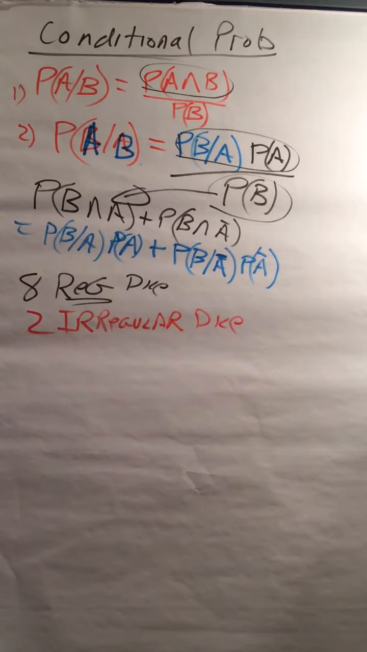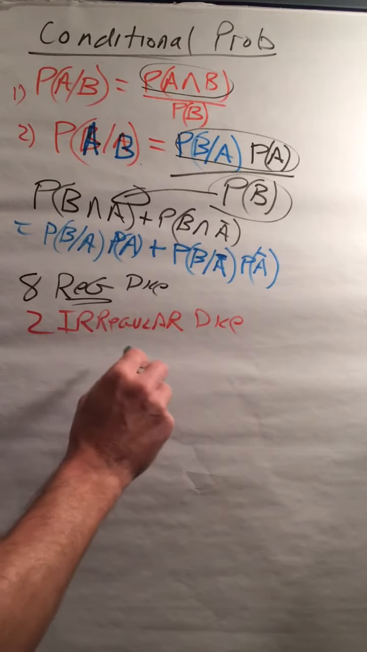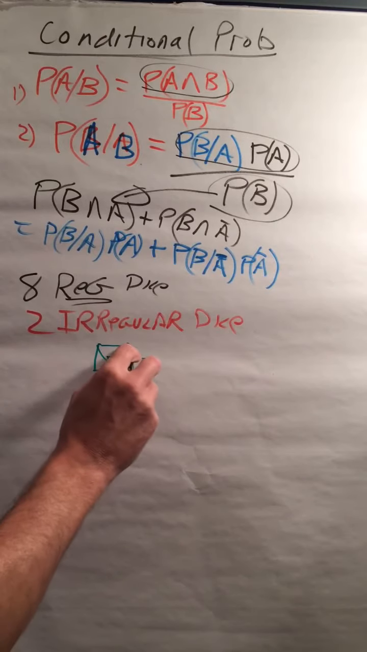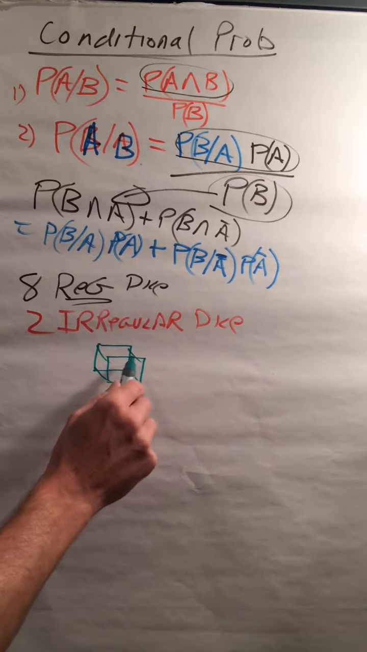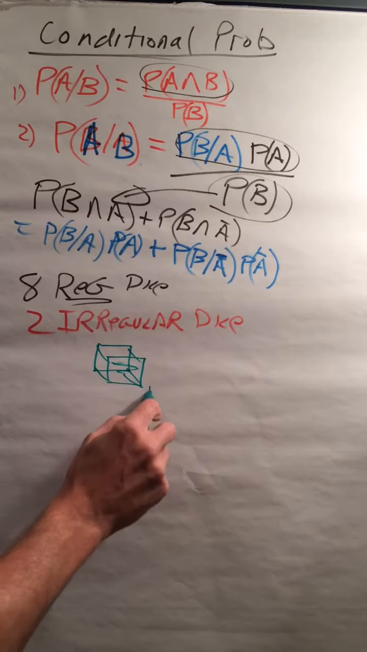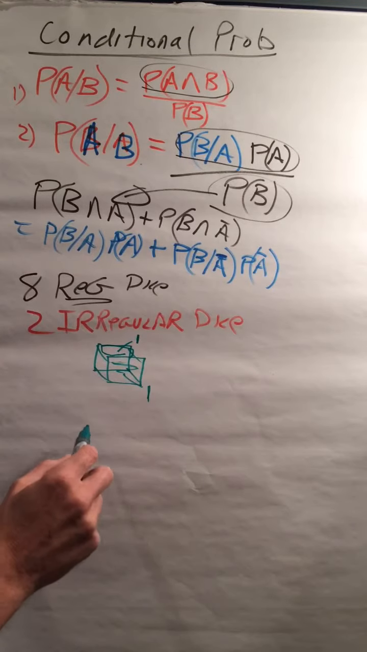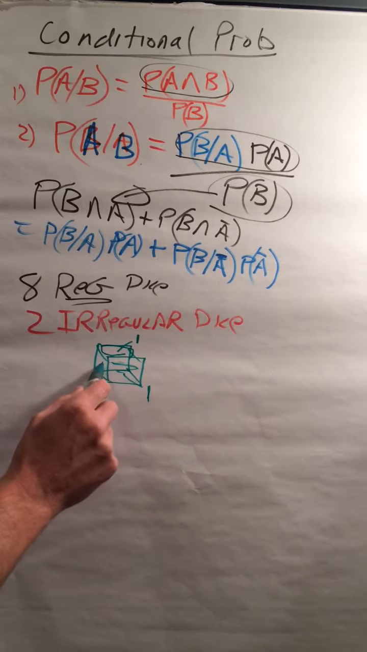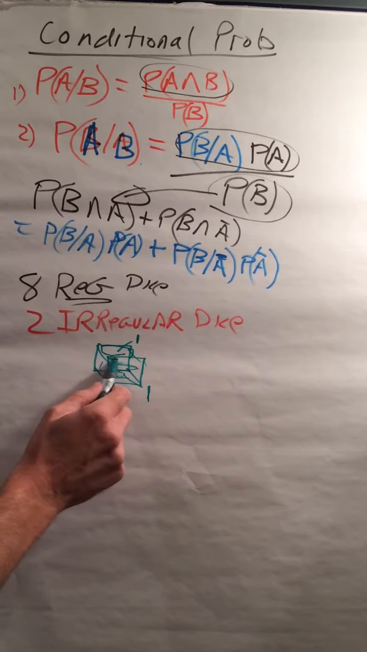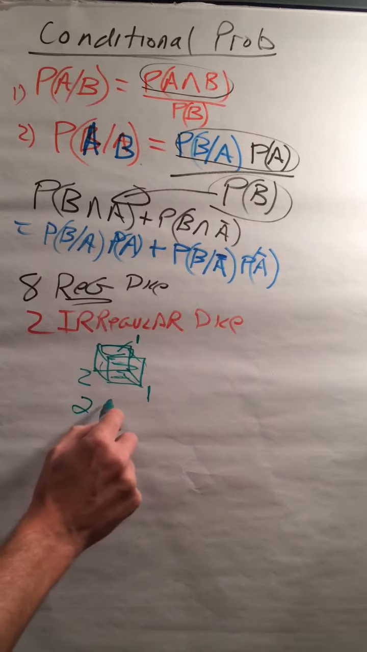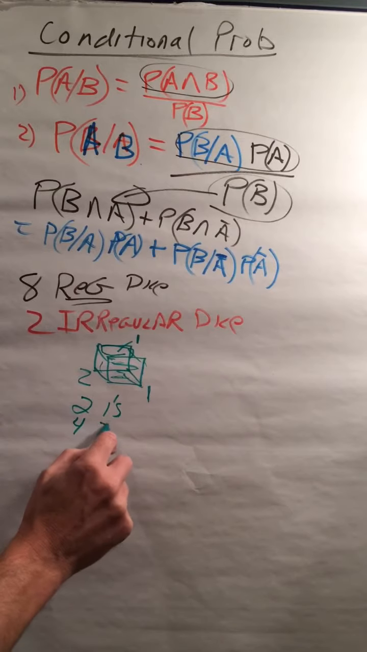Now with the irregular one, I'll try to draw a little bit here. So there's your die, 6 sides. This is your front side here. Suppose that front side is a 1. Suppose the top of that die is also a 1. And all the other sides, the left side, the right side, the bottom, the back, suppose they're all 2's. So the way this looks is we've got 2 1's and 4 2's.